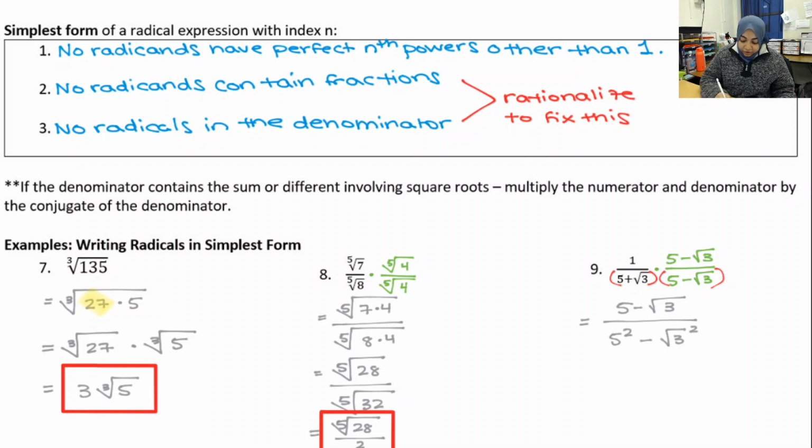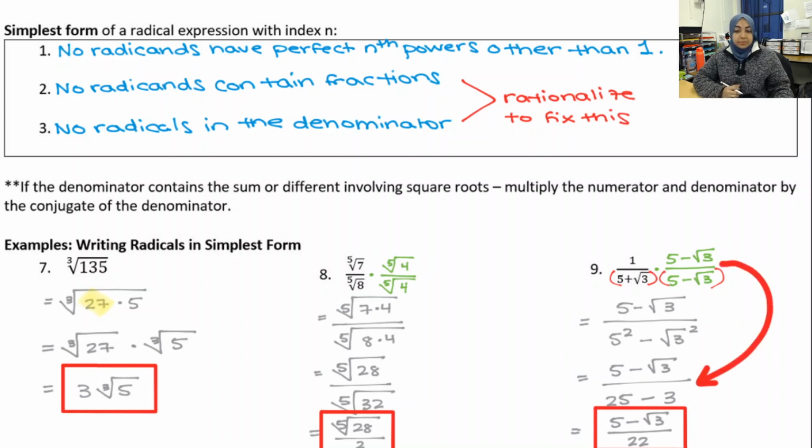This step right here, you are never going to write. Okay, I'm writing it right now because I want you to know where this comes from. But you're never going to write this step. You're going to go straight to this step right here. I know that 5 squared is 25, and I know that the square root of 3 squared is just 3, which leaves me with 5 minus the square root of 3 over 25 minus 3 is 22. And like I said, you're going to go from this step straight to this step. I'm writing this here just so you know where and why I'm able to simplify.